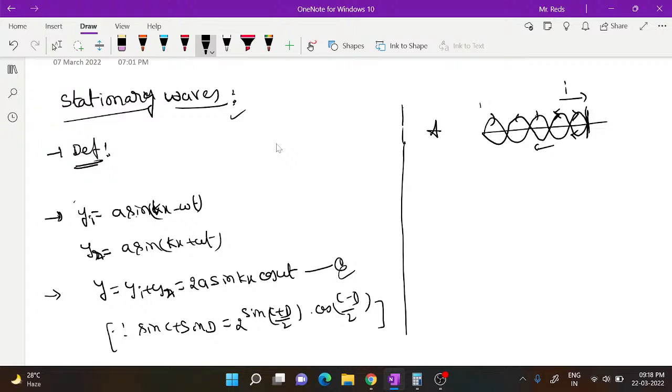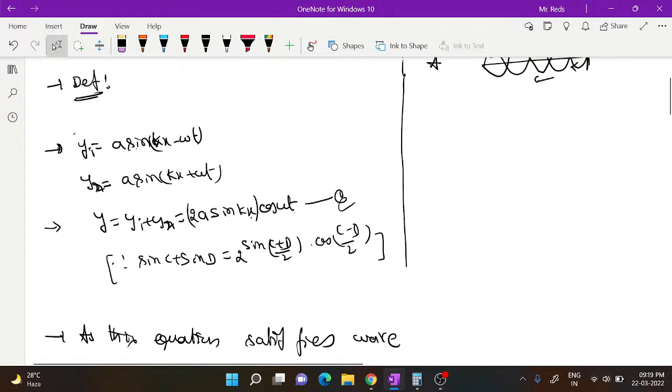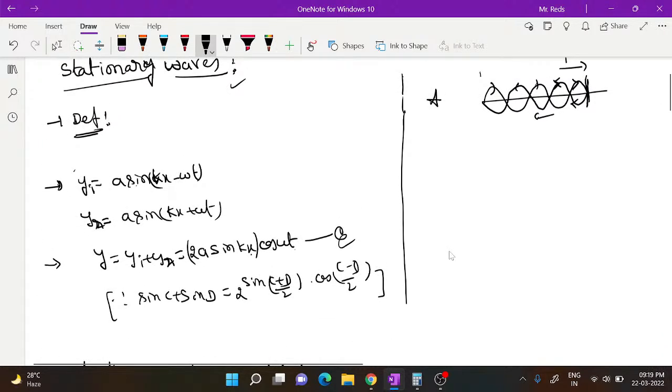Here, the term 2a sin kx gives the amplitude of the resultant stationary wave. That means the amplitude changes with position x, and this is a time function, this is an x function. The amplitude of this stationary wave will be 0 at some points, and it increases, becomes maximum at some points, again decreases, and becomes minimum or 0 at some other points. Like that, it varies as x changes.